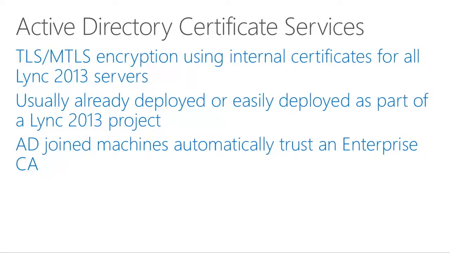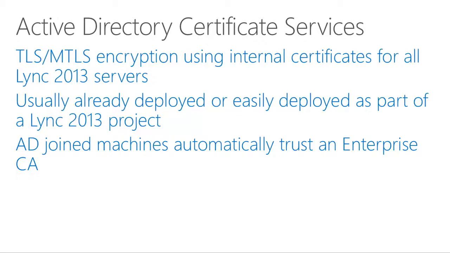So I've talked about the authentication and identity parts of Active Directory that Lync leverages. The next one is Active Directory certificate services. And this is how we encrypt things in Lync with TLS and MTLS encryption. And TLS is transport layer security, and MTLS is mutual transport layer security. We'd use AD certificate services to assign internal certificates for all the Lync servers so that everything is encrypted by default.